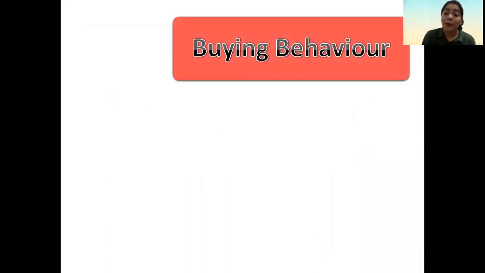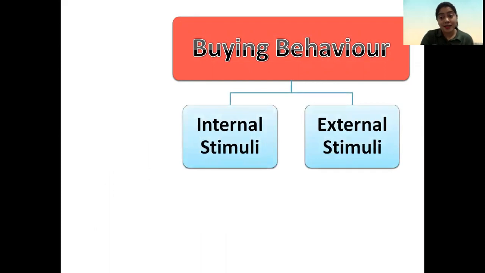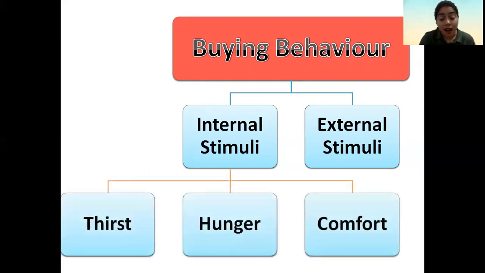The consumer buying behavior is affected by internal and external stimuli. Internal stimuli are your internal emotions and feelings that motivate you to buy a product, such as thirst, hunger, and comfort. For example, I want to have a burger. Why? Because I'm feeling hungry. So I recognize my internal feeling and I decided to buy a product.